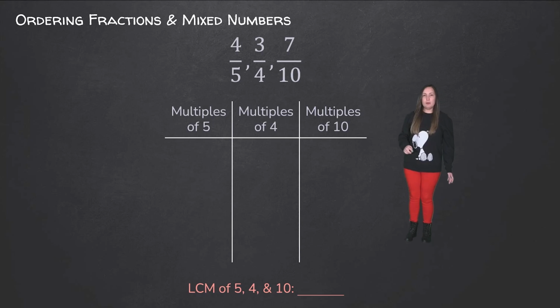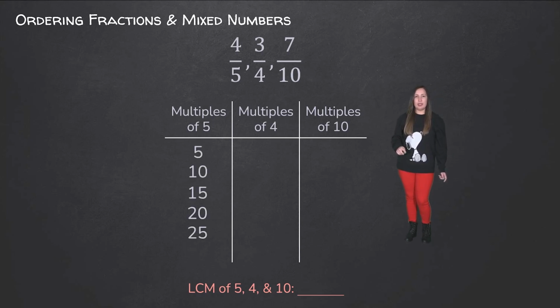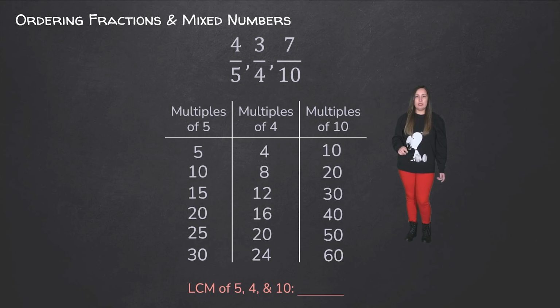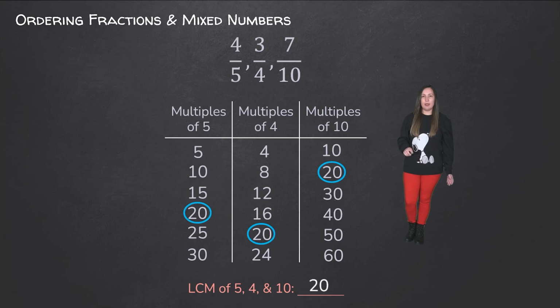So our multiples of 5 are 5, 10, 15, 20, 25, 30, and so forth. Our multiples of 4 are 4, 8, 12, 16, 20, 24, and so forth. Our multiples of 10 are 10, 20, 30, 40, 50, 60, and so forth. Now, the least common multiple is 20 because that's the smallest multiple they have in common. So, our least common multiple.